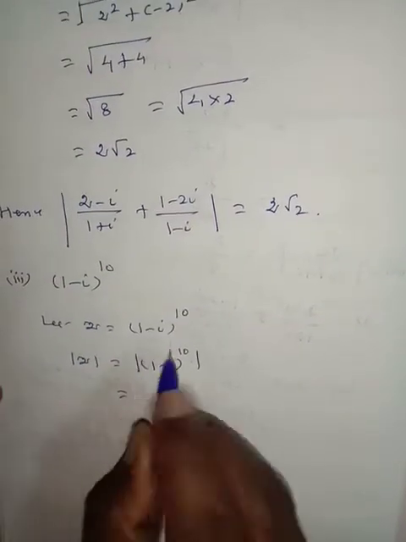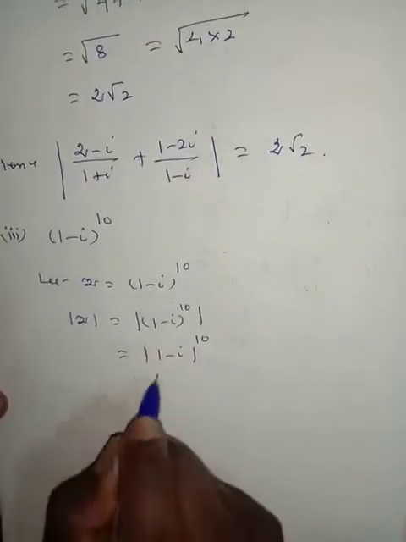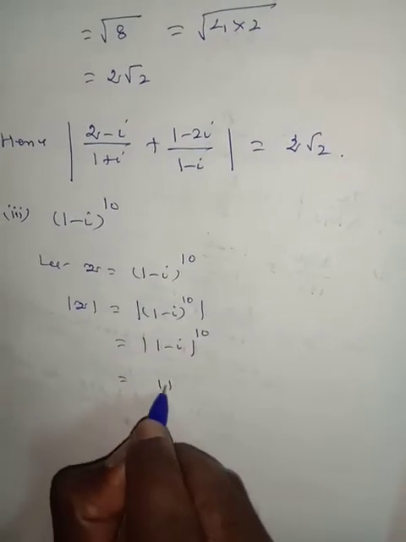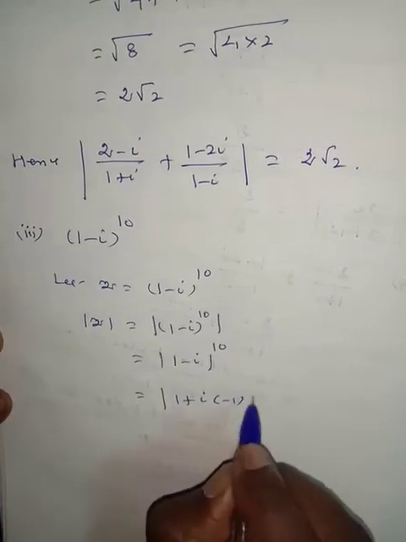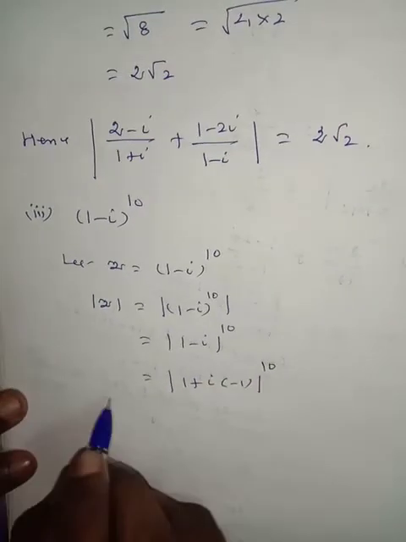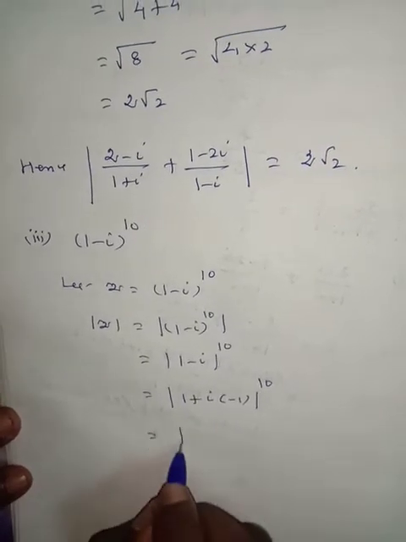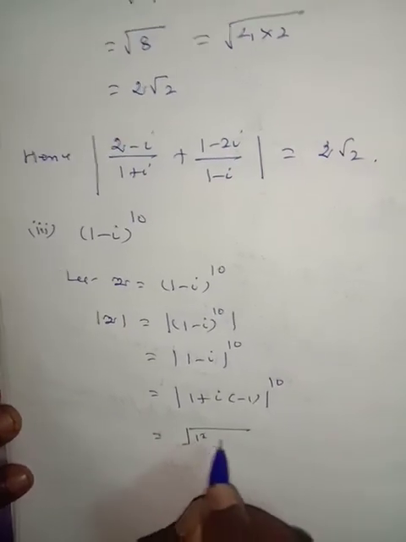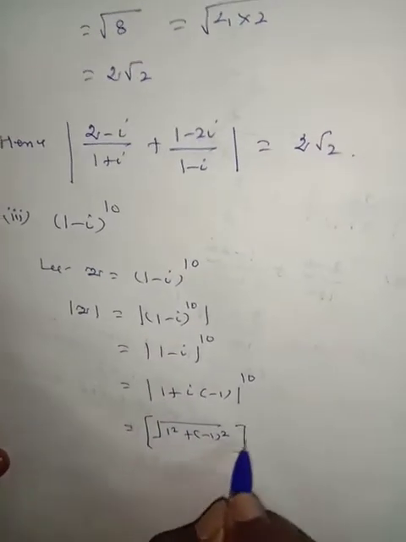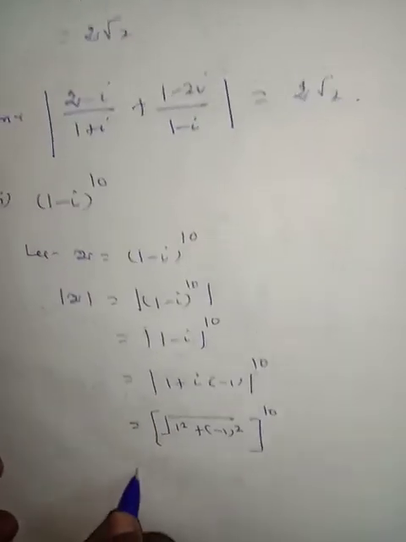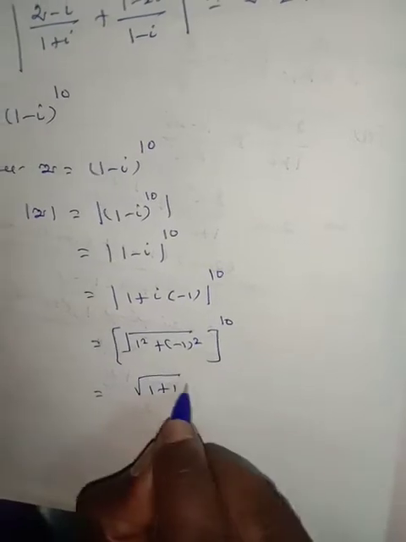This can be written as (1 minus i) power 10. This can be written as (1 plus i into minus 1). This is complex number form. Now power 10. Modulus of (1 plus i into minus 1) is square root of 1 square plus (minus 1) whole square, power 10. This means 1 square is 1, (1 plus 1) power 10.